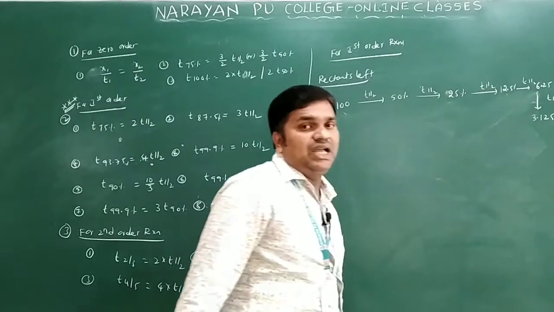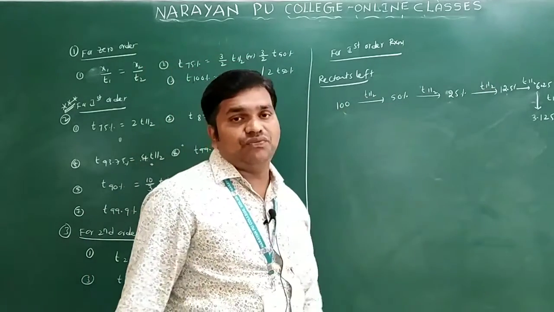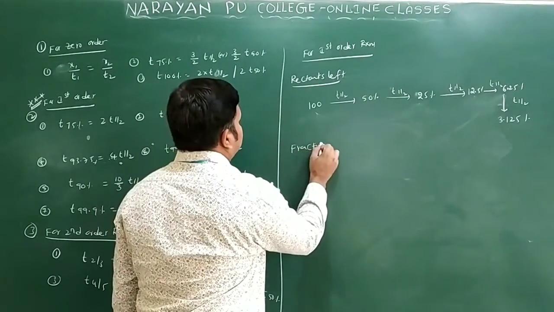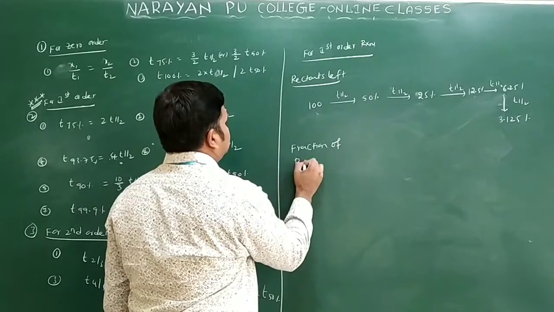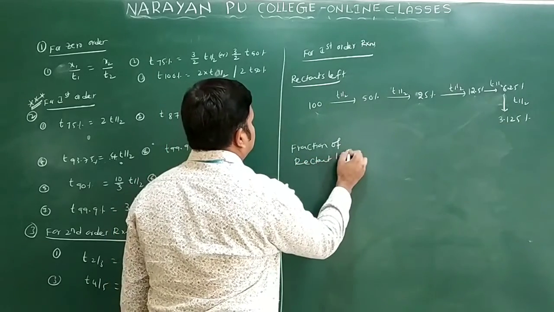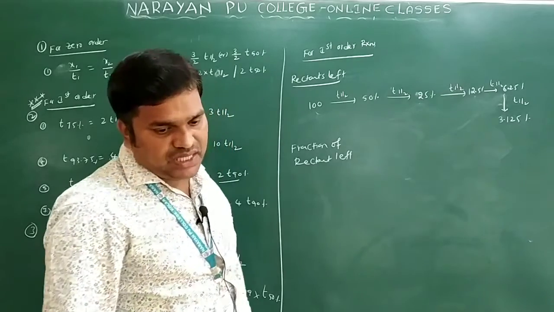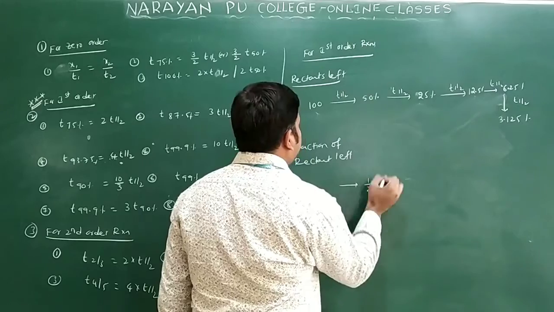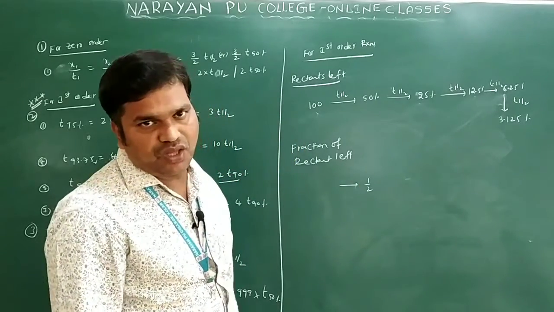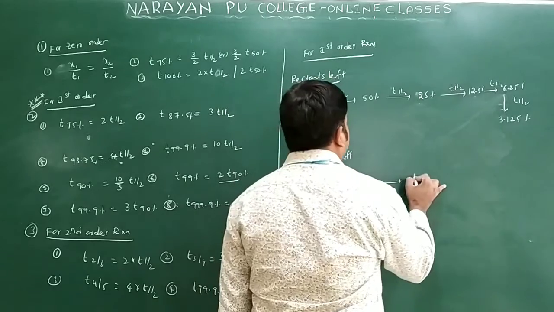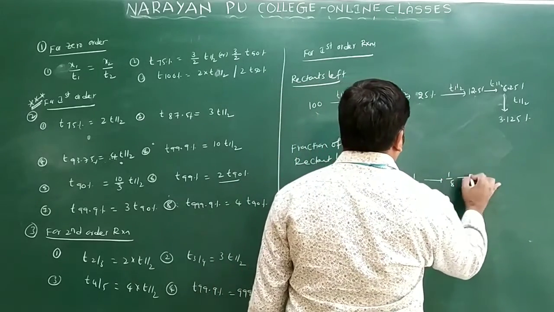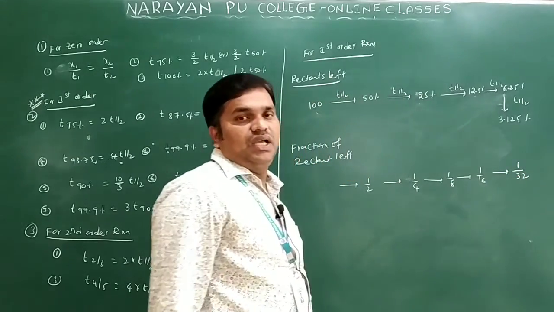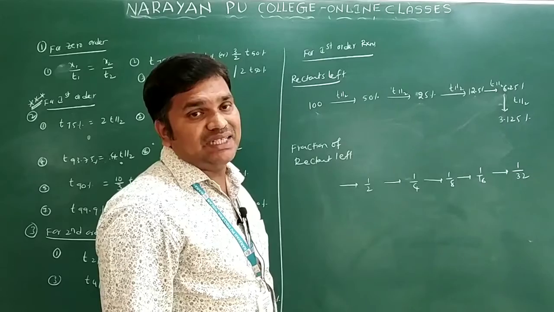Okay, now we'll see the fractions. Suppose the reactions you can write in the form of fractions. Fraction of reactants left. Clear? Suppose I am taking here, initially it is converted into 1 by 2. So 1 by 2, from this I will write 1 by 4, 1 by 8, 1 by 16, and 1 by 32. So these are the fractions of reactants left in the reaction.